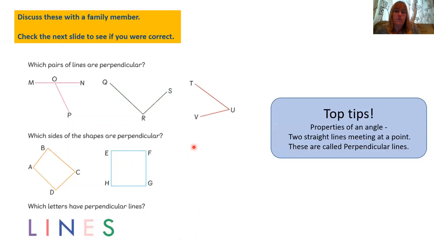Okay, let's have a look at these. We can talk about them now, or you can pause the video and discuss it with somebody in your family. Let's have a look here first of all. Which pairs of lines are perpendicular? We've got line MN and line OP. Look with me at the angles. You can use your right angle checker. Do you think there are any right angles there? Let's look at the next one. QR and RS. Is this a right angle?